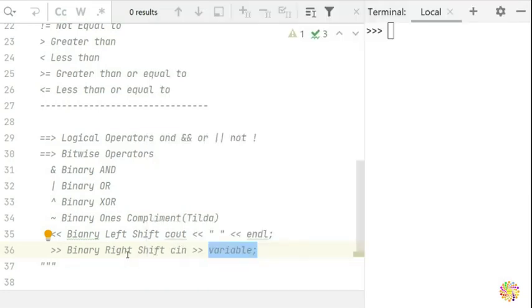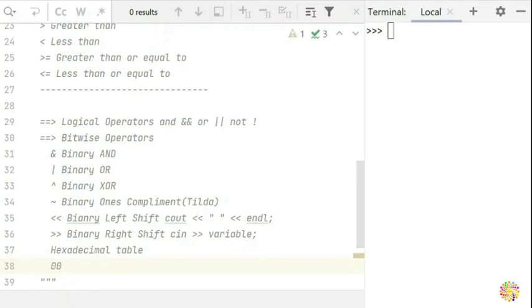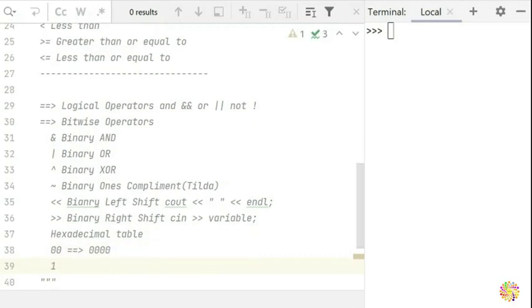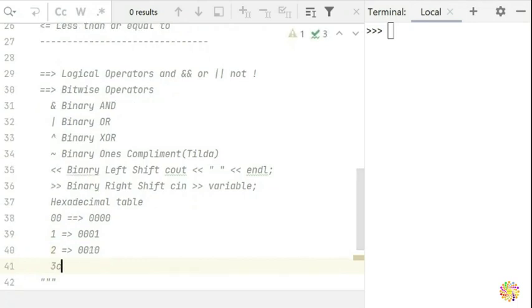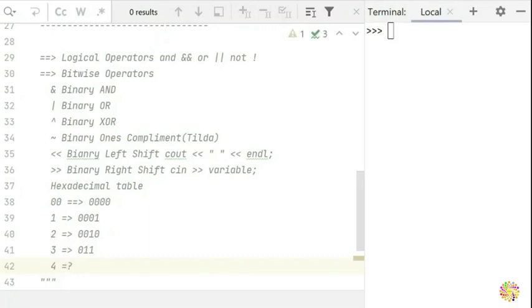So we're going to go on to hexadecimal. I don't want to give you a headache, but I have a hexadecimal table. Say 0 is 0000. And one is going to be 0001, and two is going to be 0010, and three in binary is going to be 0011. And the fourth, you can write it down if you want, but if you don't want to, don't. The fourth one is going to be 0100.